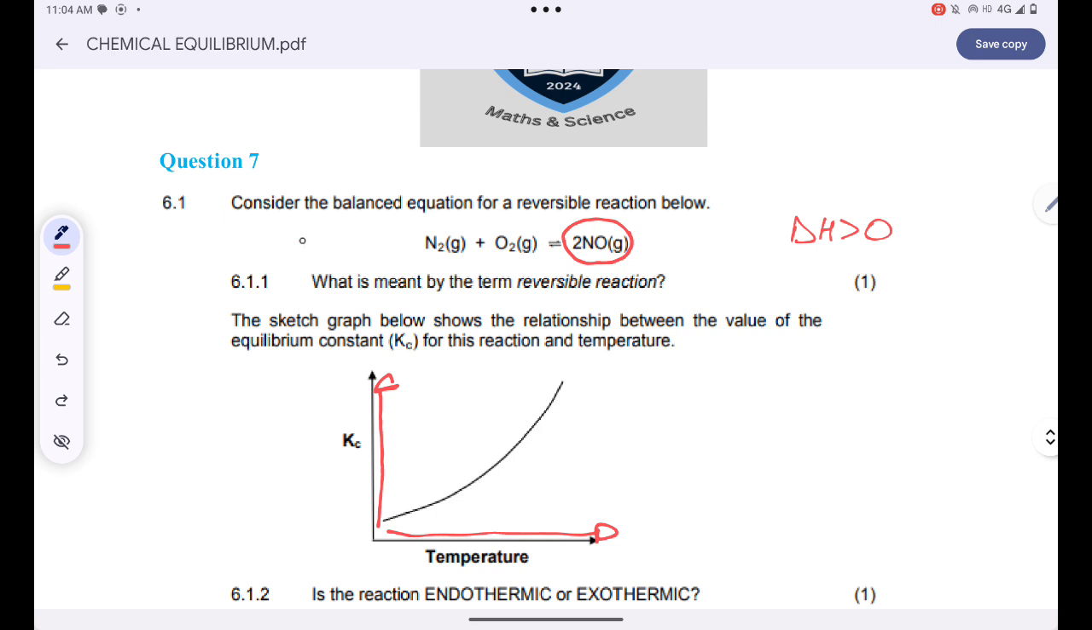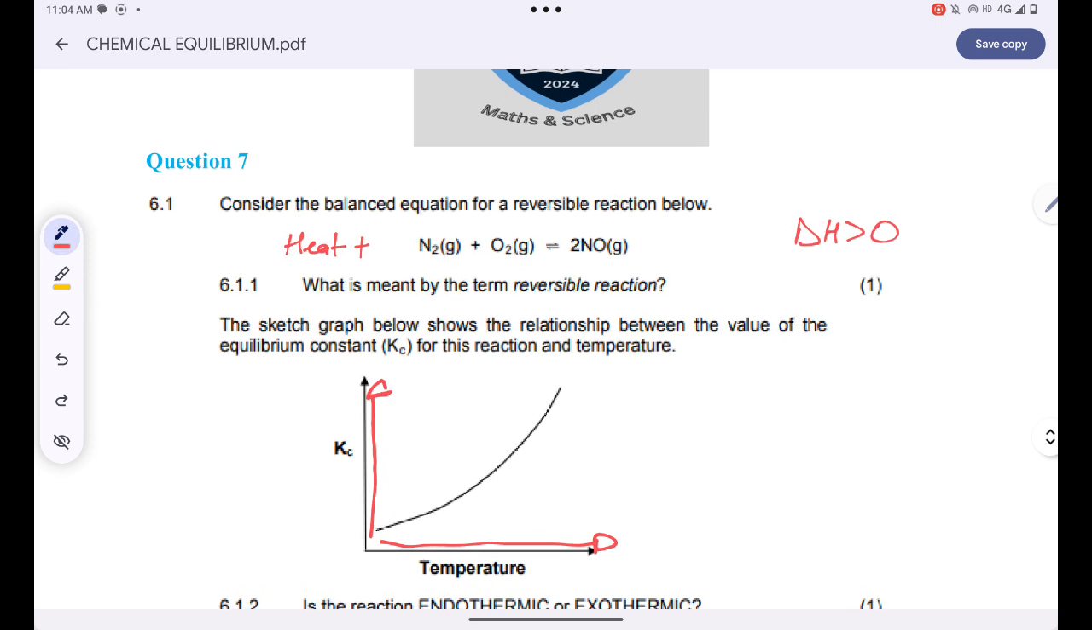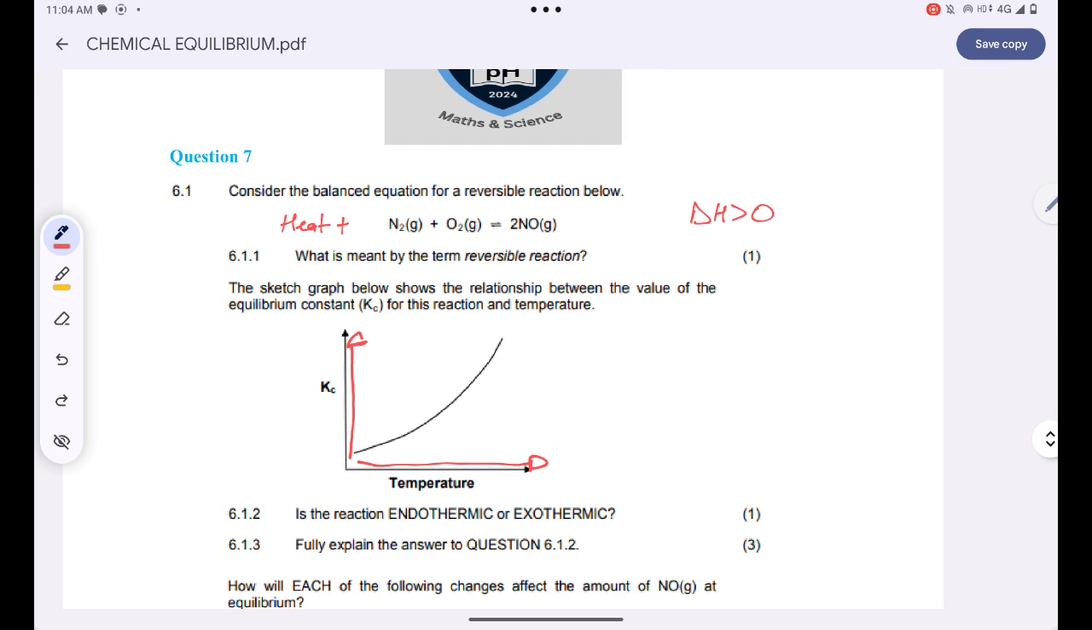That means heat is on the side of reactants, because for these two to react and form products, they need to have external energy. Are you together? An endothermic reaction simply means you have a non-spontaneous reaction. And obviously, for a non-spontaneous reaction to form products, you will definitely need temperature.